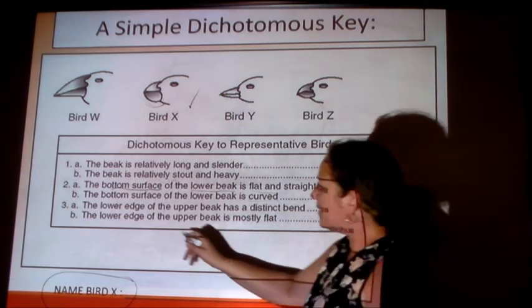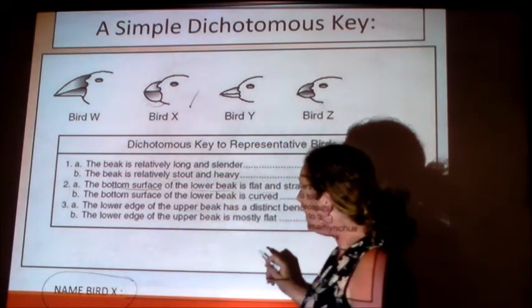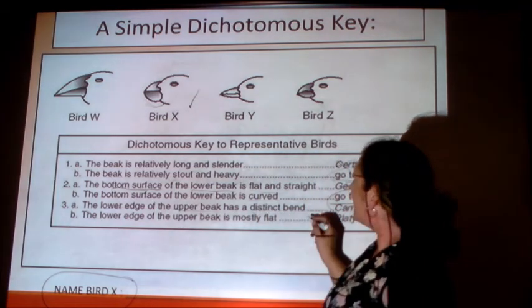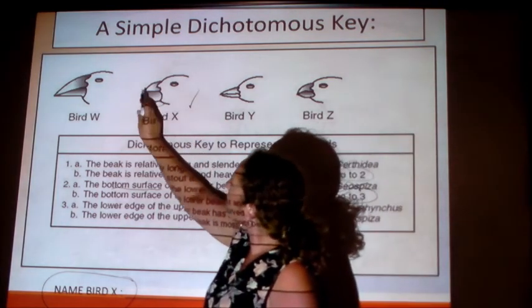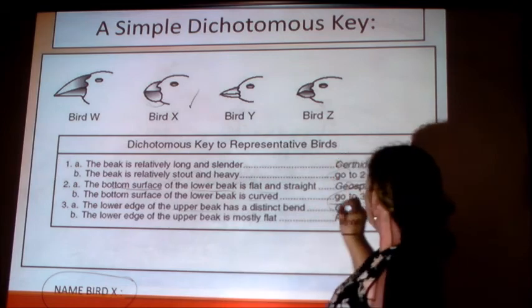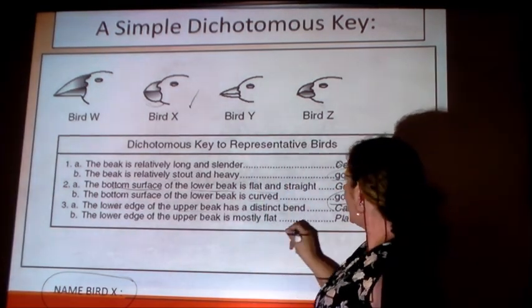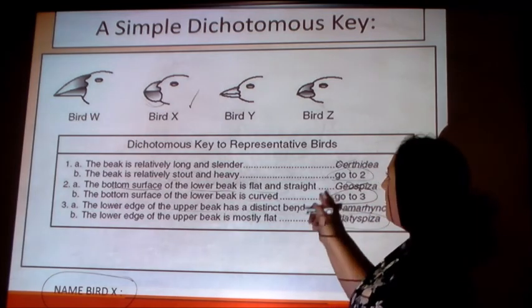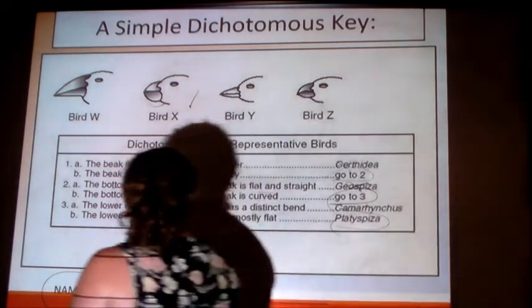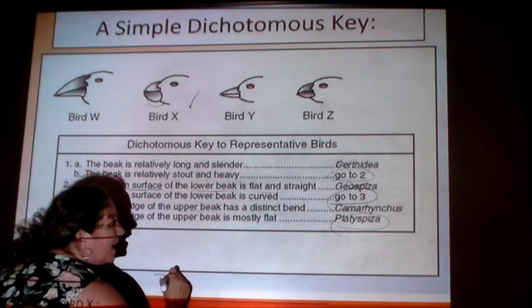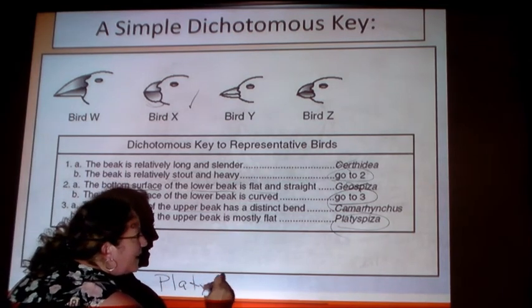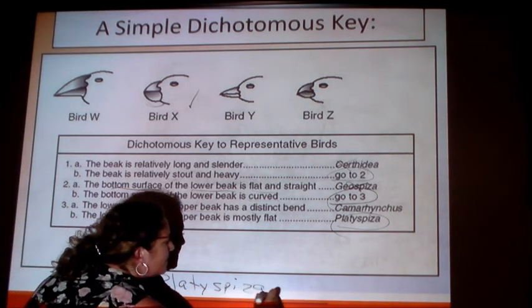The lower edge of the upper beak has a distinct bend. No, that looks pretty flat to me. The lower edge of the upper beak is mostly flat. Yes. So I know that bird number 2 is a platyspiza.